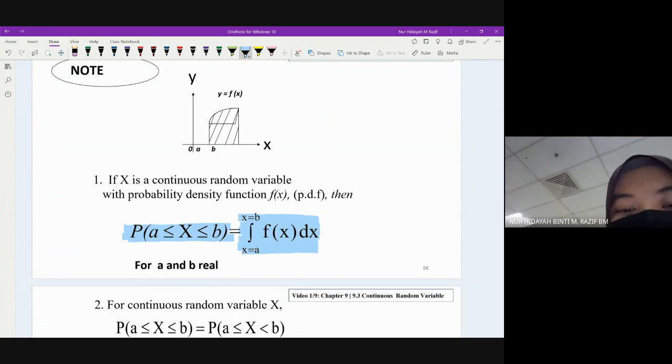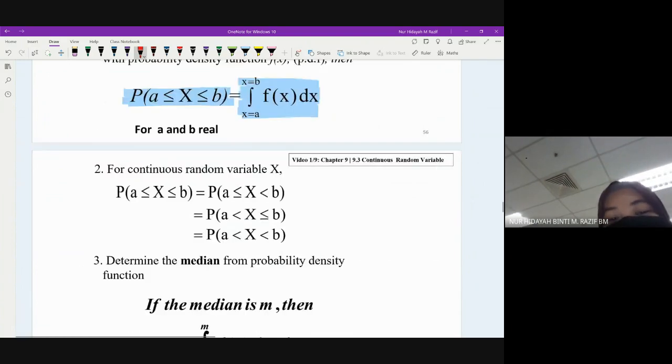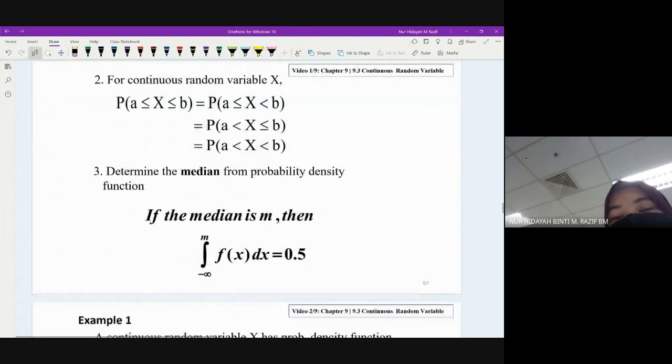So konsep dia seolah-olah you mencari area under the graph di sini. Okay, yang mana you boleh nampak a dengan b tu. So di sini nilai a, di sini adalah nilai b. Okay, so di sini please take note a and b adalah real number. So next kita ada if you ada random variable x and then kita ada probability dia.